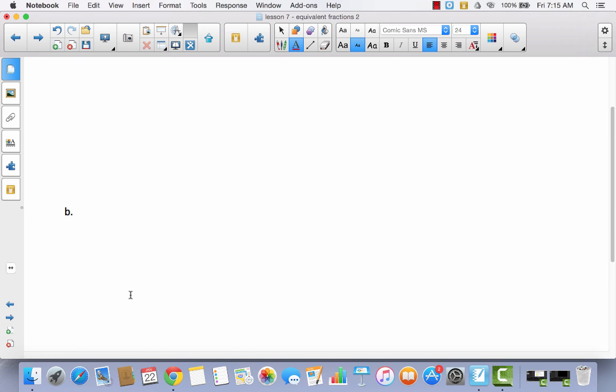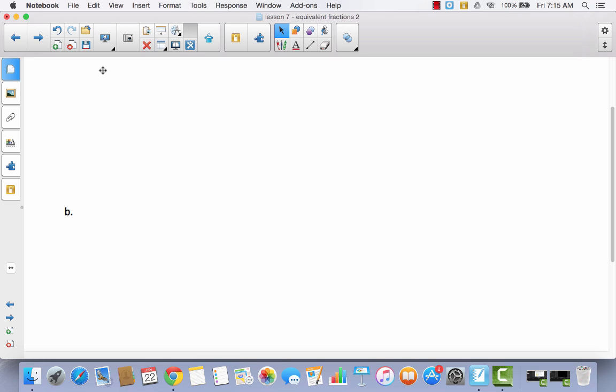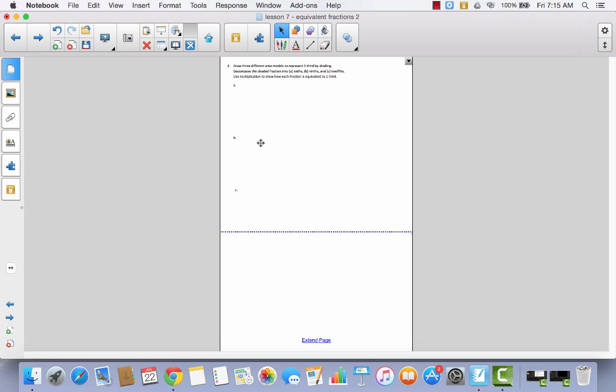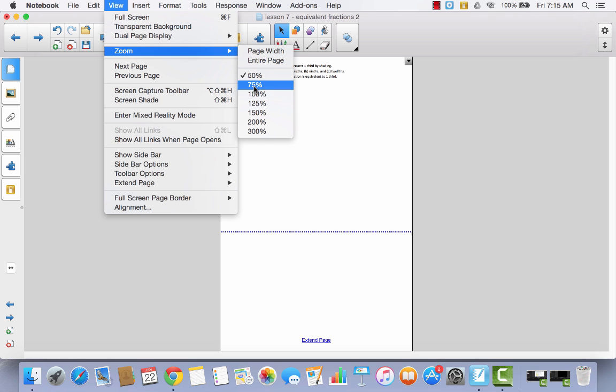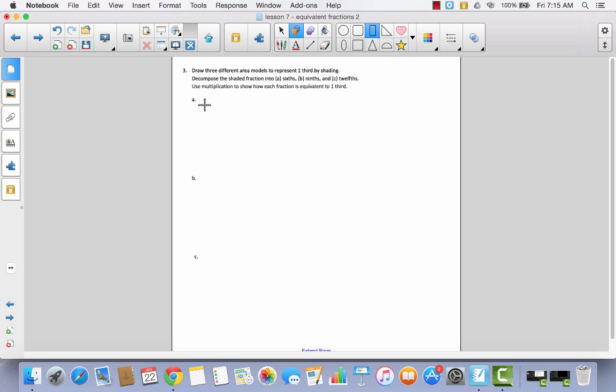So we've got A, B, and C here. I'm going to make this a little bit smaller so that we can see the whole page. And we're going to draw 3 different, ooh, that's too small. Let's draw 3 different sets of 1/3, okay? So I want you to do that too. You can go ahead and pause the video while you do that.